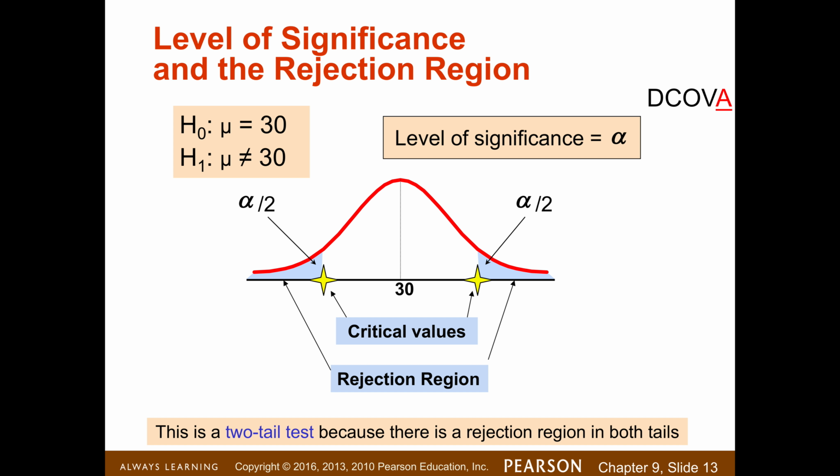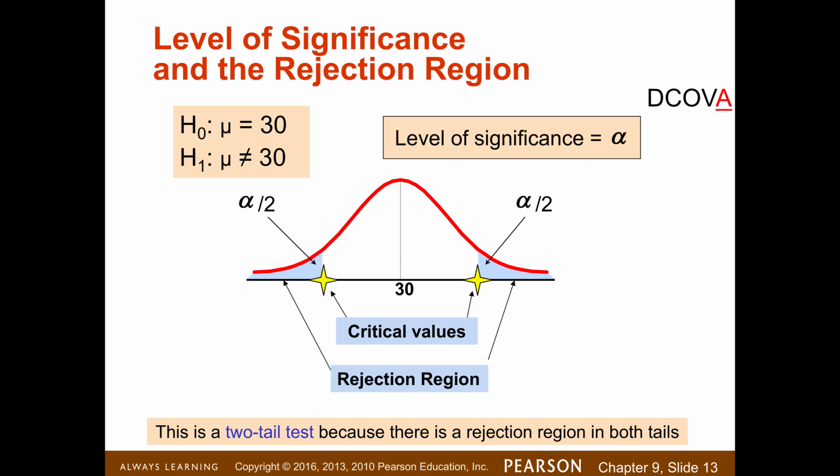So guys, when you get ready to conduct a test of hypothesis, the very first thing you do is you establish your null and your alternative hypotheses. The second thing you do is you set your level of significance, because your level of significance defines your critical values, and your critical values define your rejection region. And ultimately, guys, what we're doing in hypothesis testing is we're leading to a decision.